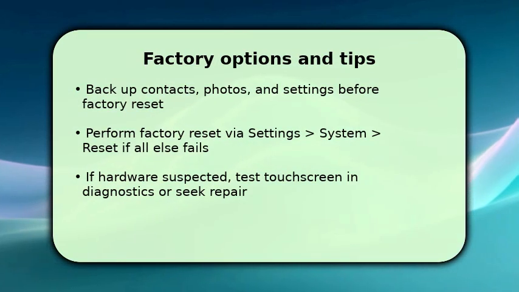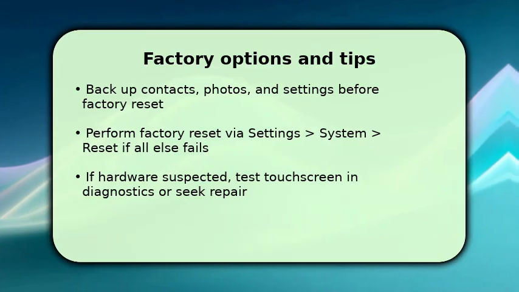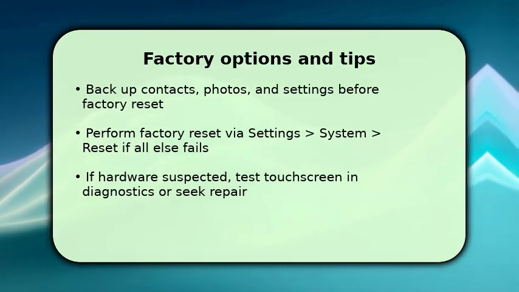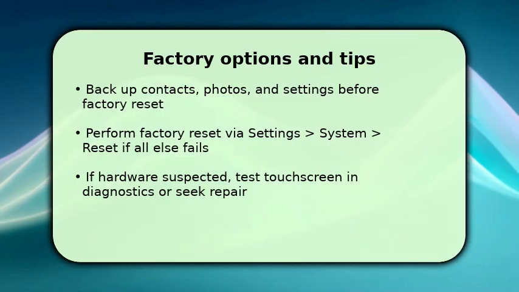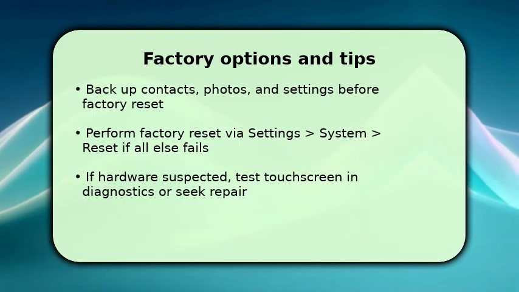When software fixes fail, back up your data and perform a factory reset because this restores system files and eliminates deep configuration issues. Access Settings, System, Reset options, and follow prompts to erase and restore. Make sure you've saved photos and account info first.